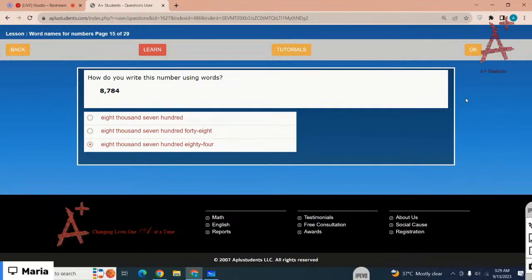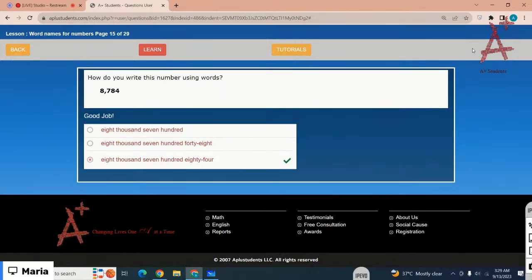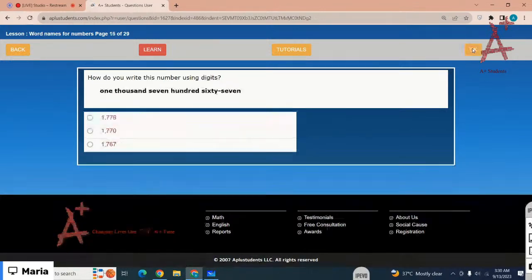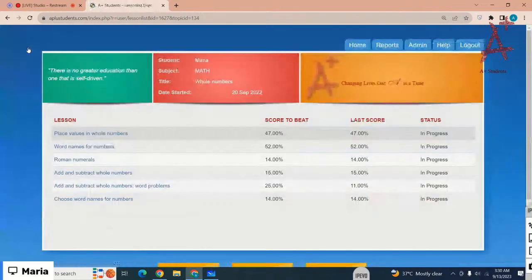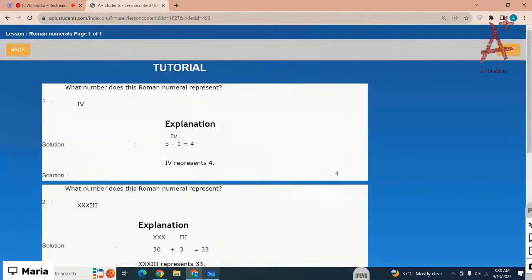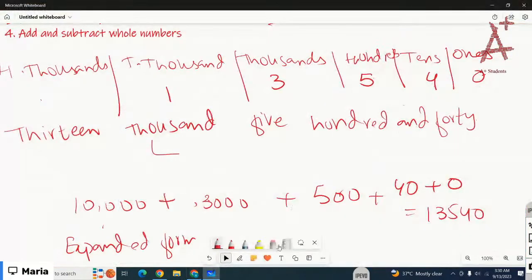Okay, you can complete the lesson by yourself later today. Let's just start with the next one, and I think the next one is Roman numerals, right? Roman numerals is another way to write the numbers, to represent the numbers, right? Let me just explain what Roman numerals are.